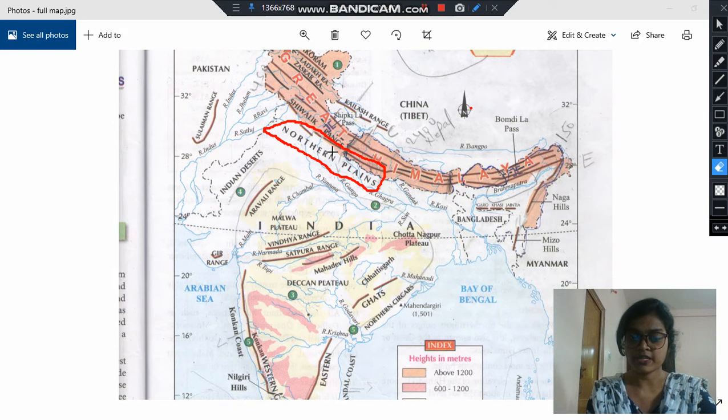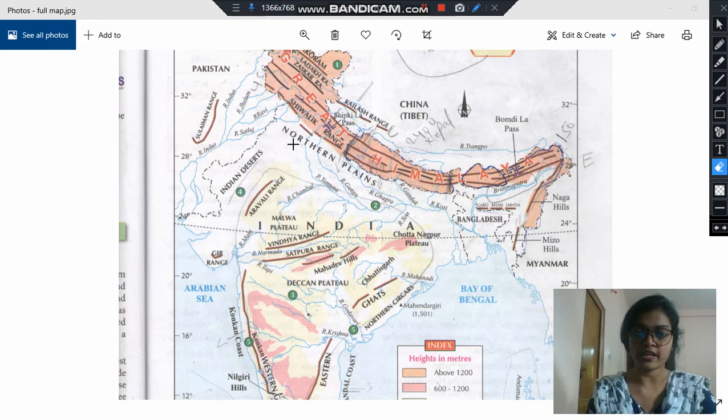agriculture because of the alluvial soil that is available there, and because of the perennial river that flows through it throughout the year. This area is very fertile, and that is why most of the Indian population lives here.